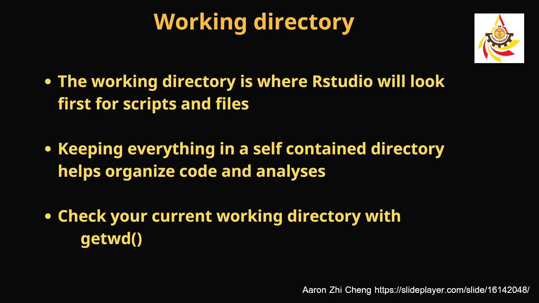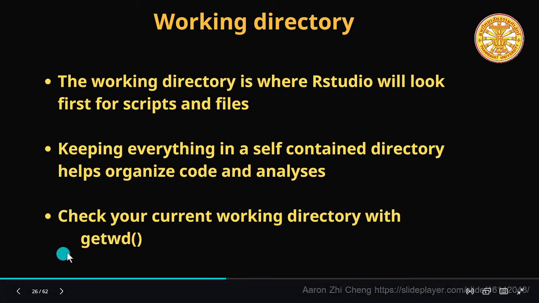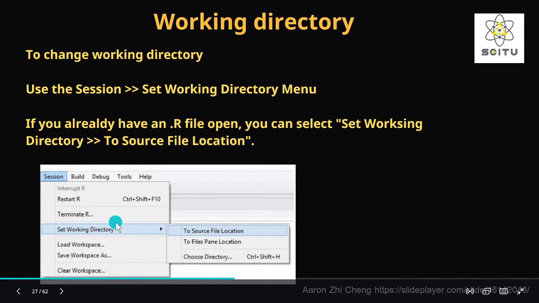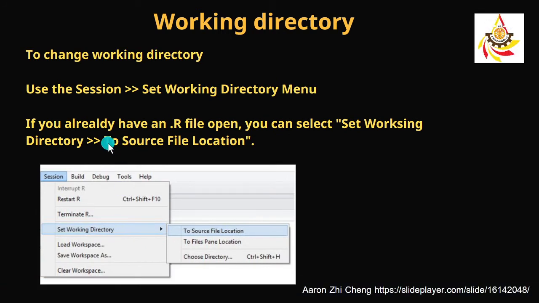Also, when you would like to save your data, you should set a working directory. How do we know which folder we are using now? You can get the name of the folder by using this command, get working directory. You will know after you enter this command. If we would like to change the working directory, we will use this menu.